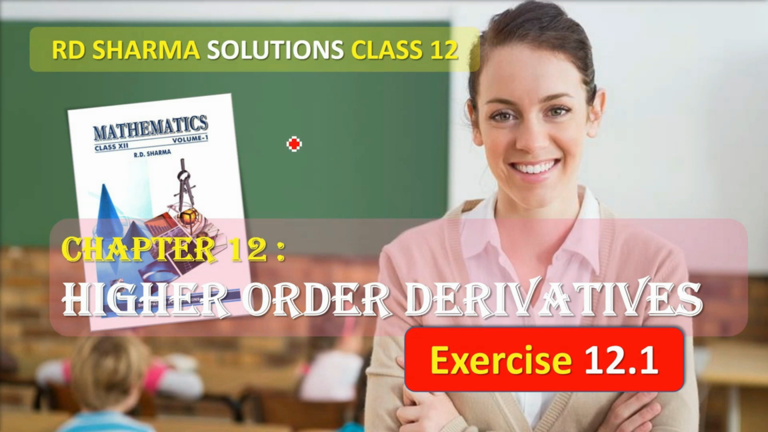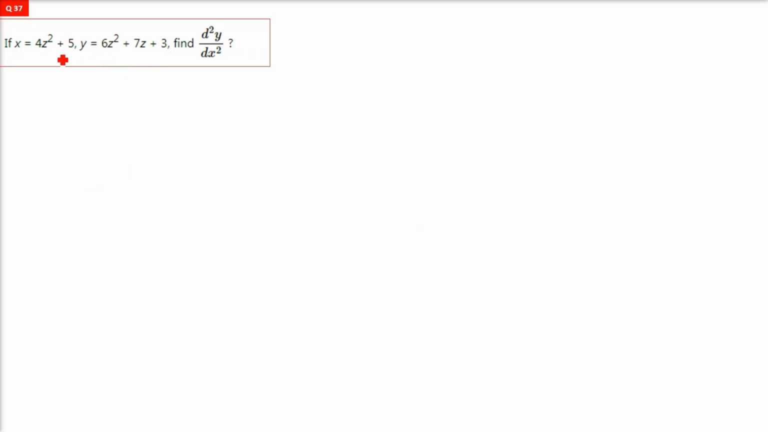This is R.D. Sharma solution class 12. Chapter 12, higher order derivatives, exercise 12.1. If x is equal to 4z square plus 5, y is 6z square plus 7z plus 3.